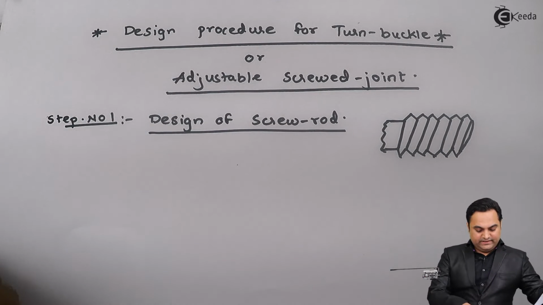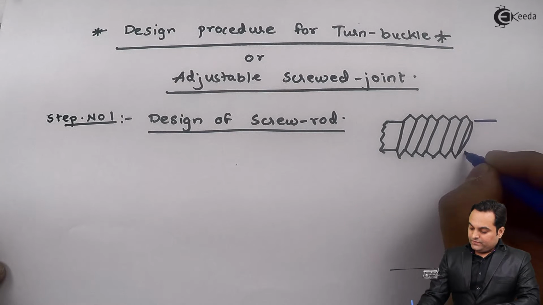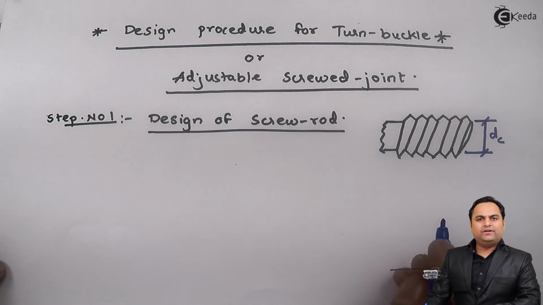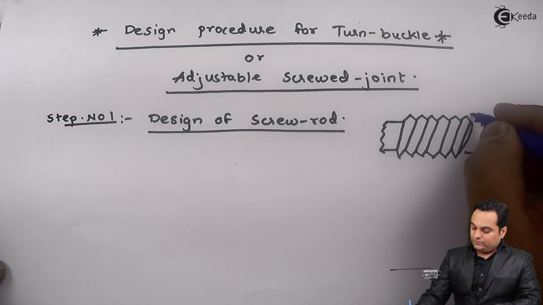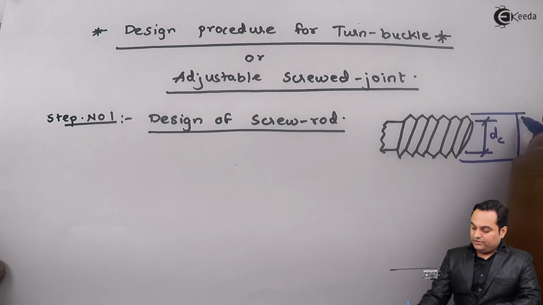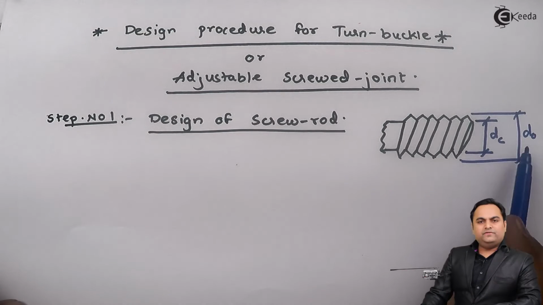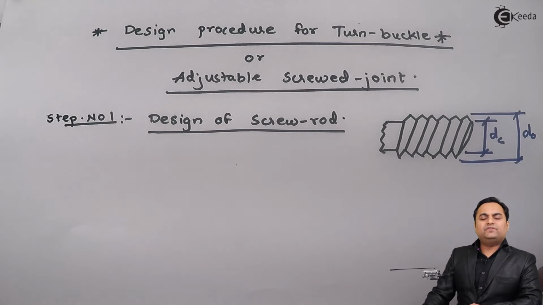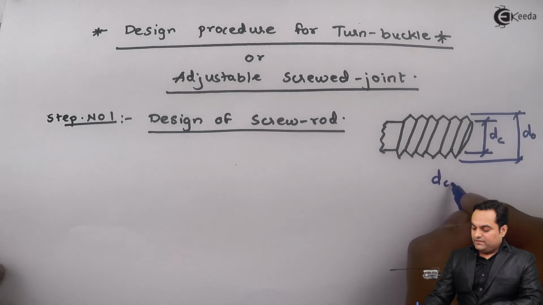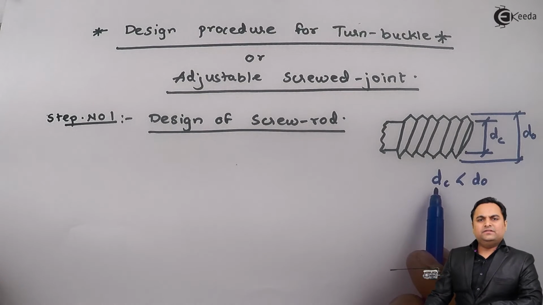Now, as we can see in this diagram, here I have two different sets of diameters. This is the minimum diameter called DC, that is core diameter, and then I have this outer diameter, which is called the nominal diameter or major diameter. Now, when you have two different values of diameters, failure will always start at the minimum diameter, and as I see in this diagram, DC is less than DO. So while designing, we will be considering core diameter, that is the minimum diameter.